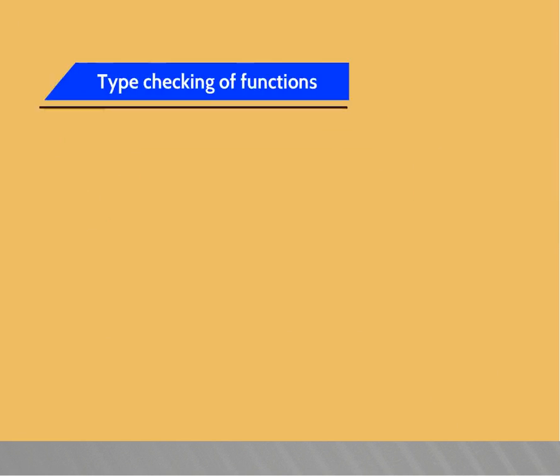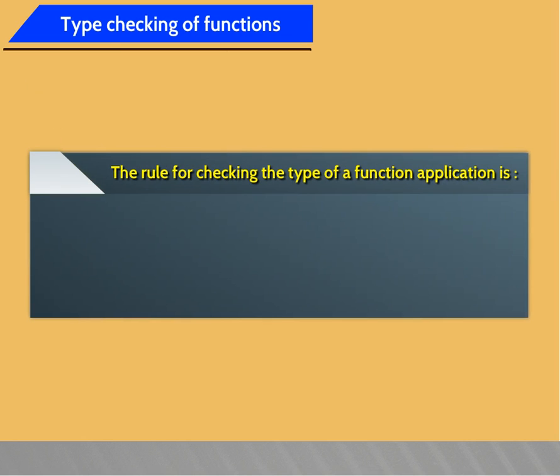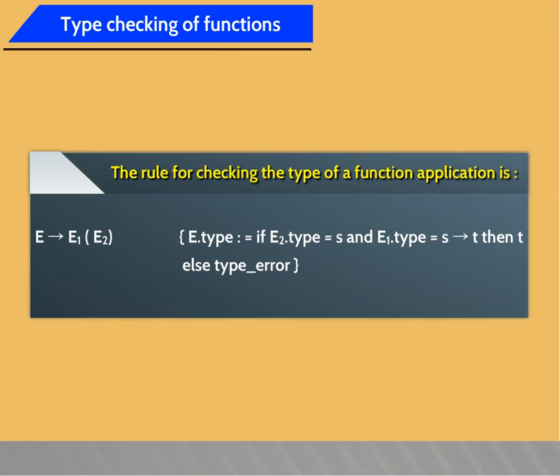Type checking of functions. The rule for checking the type of a function application is: E produces E1(E2). E.type := if E2.type = s and E1.type = s → t then t else type_error.